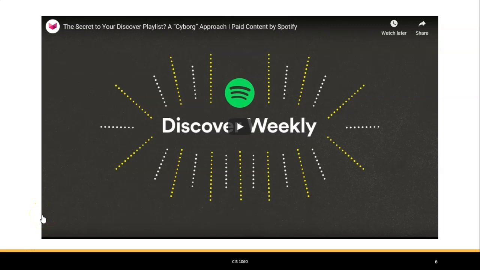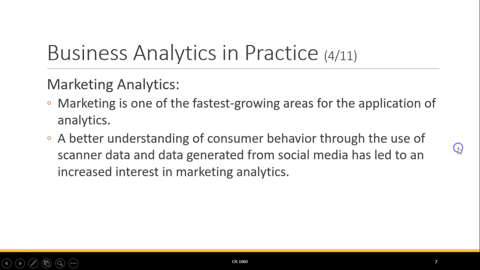I hope you enjoyed that video describing how Spotify uses your data to make recommendations for you, to increase your experience in using Spotify. This practice is similar or applies in the area of marketing analytics. Marketing analytics is a great area to identify things related to consumer behavior. The Spotify example is a great way to look at how your behavior can be used to enhance your experience and also to provide a better product.